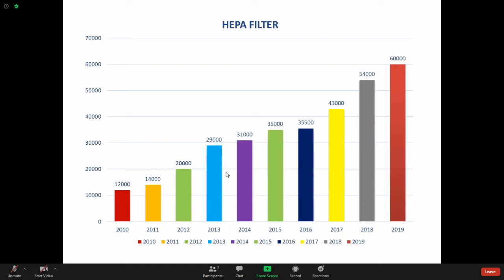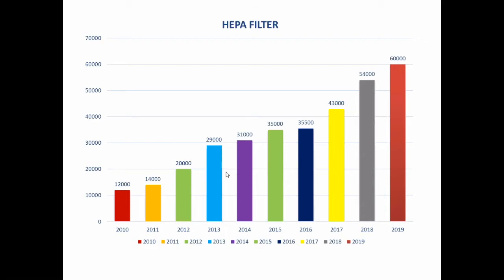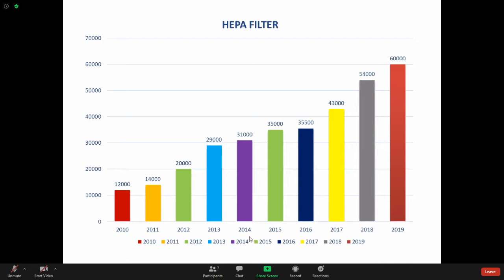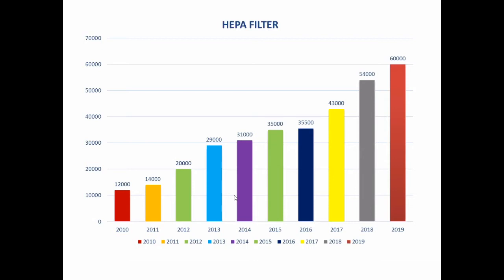And here is the number for the HEPA filters. It is together with the V-bank standard HEPA filter and aluminum HEPA filter. And the number last year was around 60,000 pieces, which was also a good point for our company.